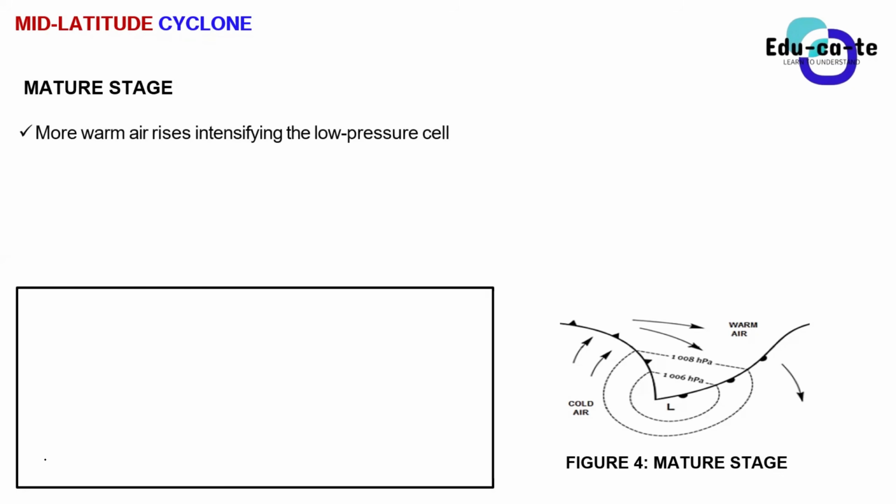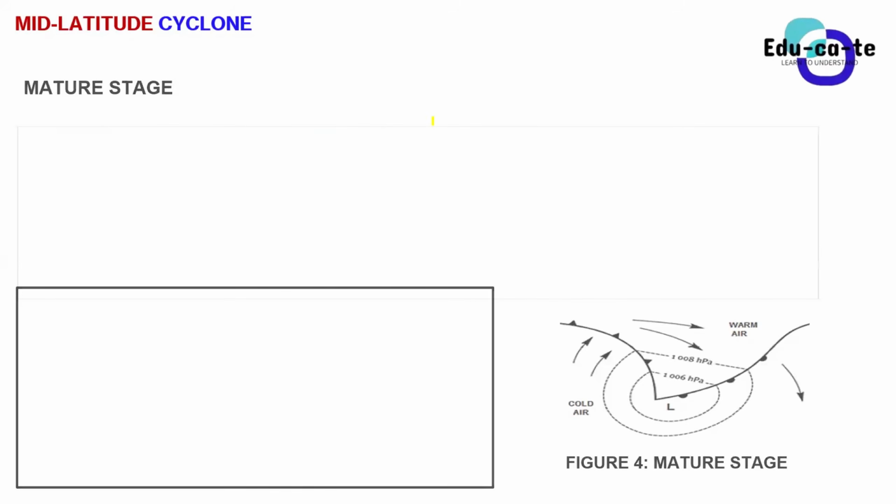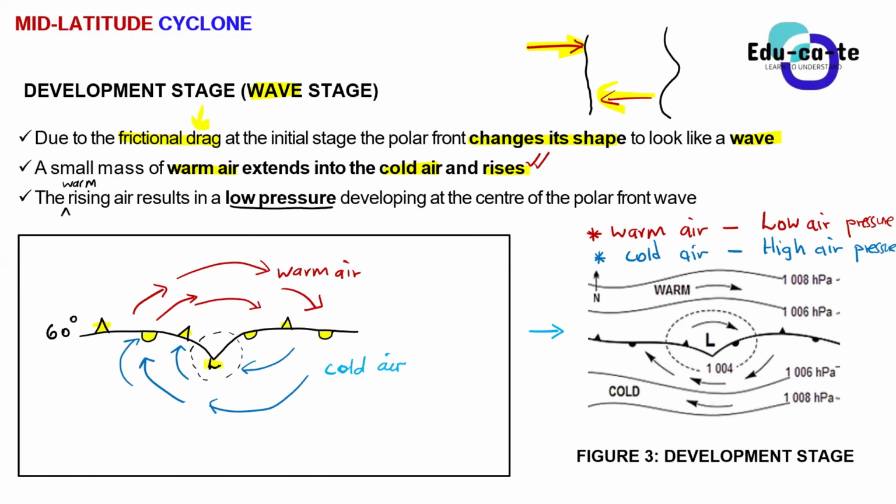So basically, remember that during the development stage a small mass of warm air rises, but at the mature stage more warm air rises. There's more warm air that keeps on rising and rising. As this warm air keeps on rising, it means that our low pressure cell is going to be more intense. Remember that during the development stage, sometimes they will not indicate this L for low pressure because it's only a small air mass that has risen. But during the mature stage, there is now more warm air rising.